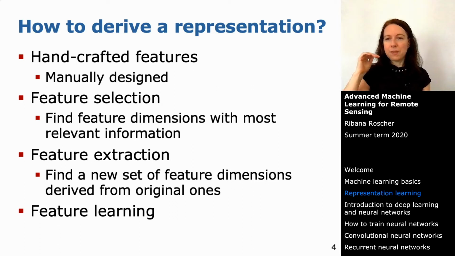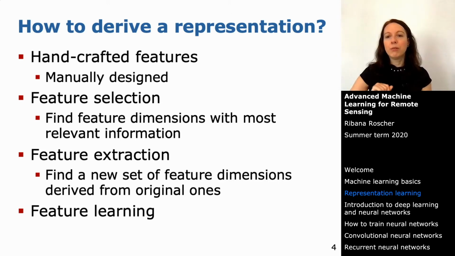The most classical, or the most naive, way to derive a good representation is to use handcrafted features. What does it mean? You have input data, you have a task, and then you think about what would be a good feature to use. When we talk about plant sciences, for example, and you want to derive biomass, the first thought which should come to you is you could use NDVI or the near-infrared channel, for example. So these are handcrafted features. They are manually designed, but as you can imagine, for some tasks it's easy, but for others it's not.